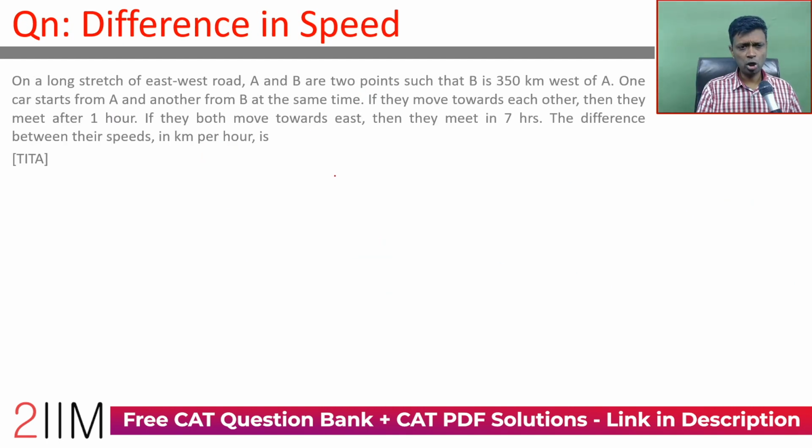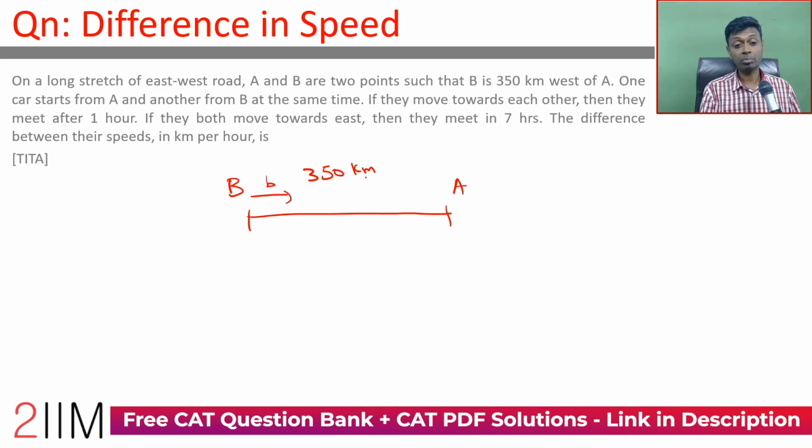Difference in speed. On a long stretch of east-west road, A and B are two points such that B is 350 kilometers west of A. So B here, A here. 350 kilometers is the distance between B and A. One car starts from A and another from B at the same time. If they move towards each other, then they meet after 1 hour.